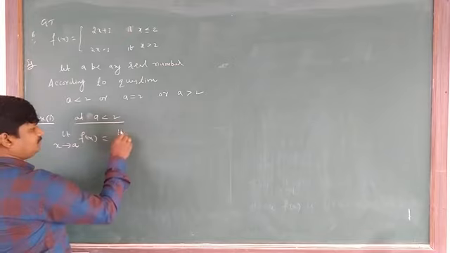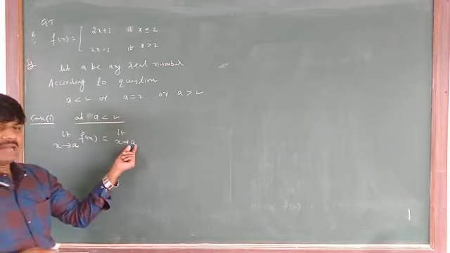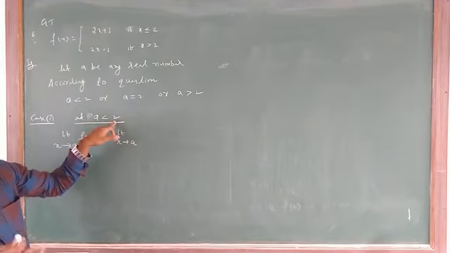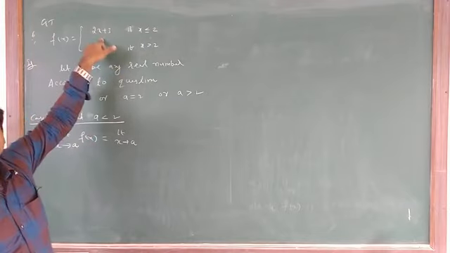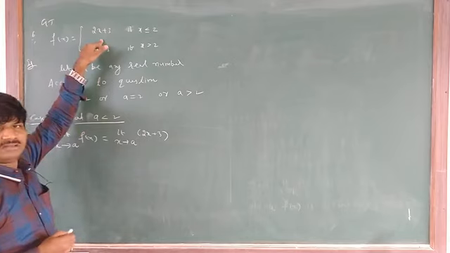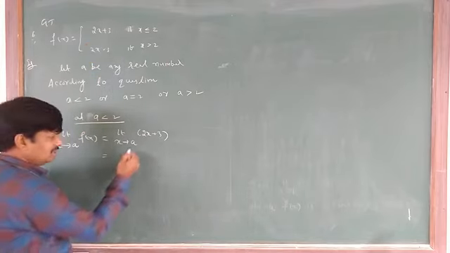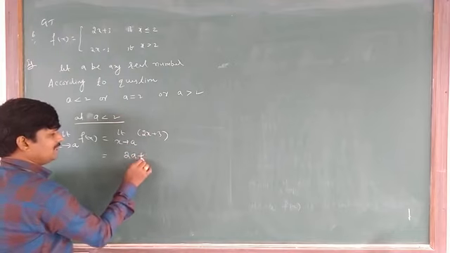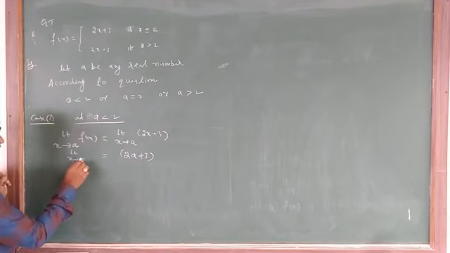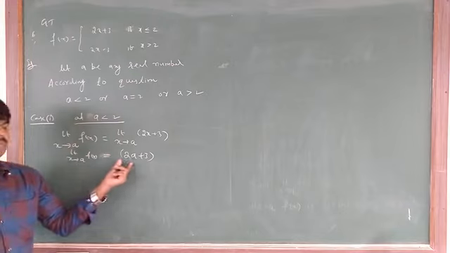Check here limit x tends to a. What is the function of x here? a is a real number less than 2, below 2. What is the function here? 2x plus 3. Upper limit, in the place of x, what do we substitute? a. So that is 2a plus 3. Limit x tends to a, f of x is equal to 2a plus 3.